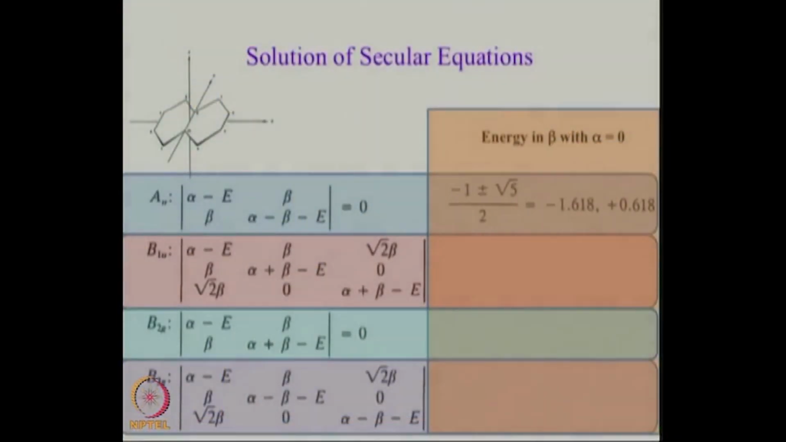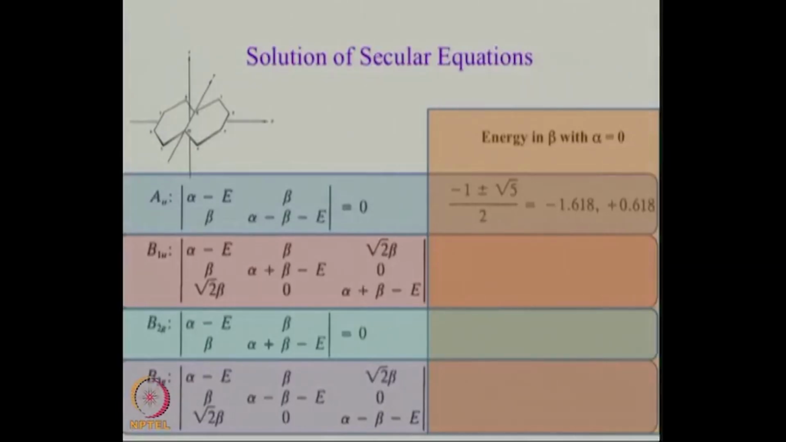What have we got? This. So, that simplifies as minus 1.618 and 0.618. Can you tell me which one of this is bonding and which one of this is anti-bonding? Minus 1.618, that is stabilization, therefore bonding, and plus 0.618, that is destabilization, therefore anti-bonding, right? Wrong, because it is 0.618 beta. Beta is actually negative. We have taken beta to be 1, that is a different issue. All right. So, we get 2 energies of 2 MOs already.